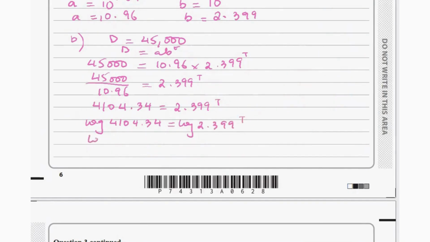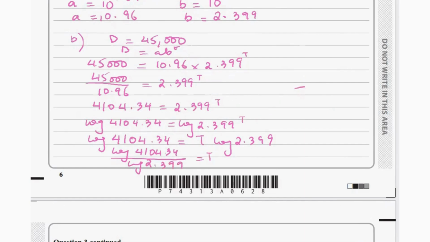So the t comes down now because, in logs, we can bring the power down and write it as the coefficient, which is something you learned in differentiation as well. But in that, obviously, you subtract 1 from the power as well. Here you don't subtract anything from the power. You just bring the power down for a log and it becomes the coefficient. Now we can just write log of 4104.34 divided by log of 2.399 equals t. So that's going to give t as 9.51. That is your value of t.